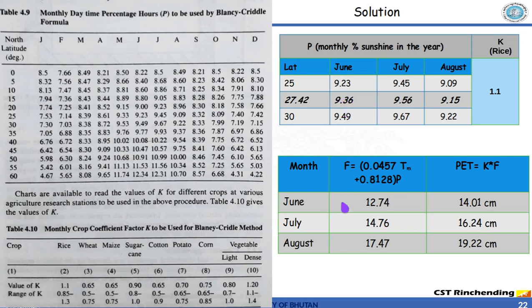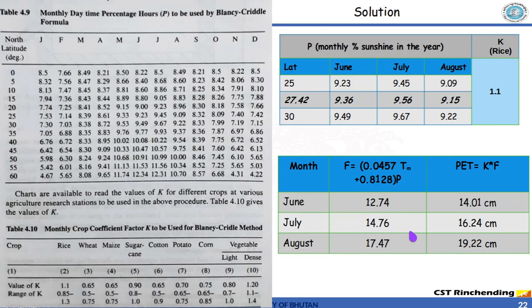So accordingly, we can calculate for June, July and August, and the PET, that is potential evapotranspiration, is the summation of K times the monthly consumptive use, which is 1.1 times this value, 1.1 times this, 1.1 times this, we will get this value. Further, we have not entirely solved the problem.